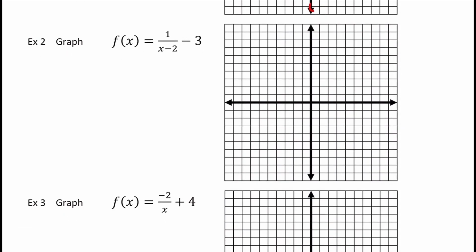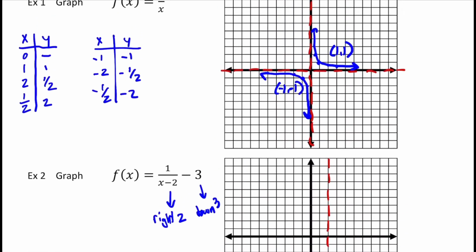Okay, example 2, our first one. What we notice here is that this tells me I'm going to move my graph right 2, and this tells me I'm going to move it down 3. So right 2, I'm going to move those asymptotes, down 3. Now we're just making sketches, all right? We're not going to be using a calculator. This is calculator inactive.